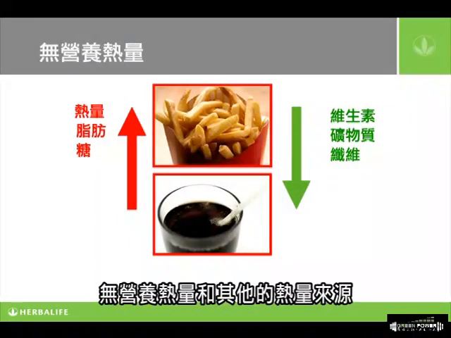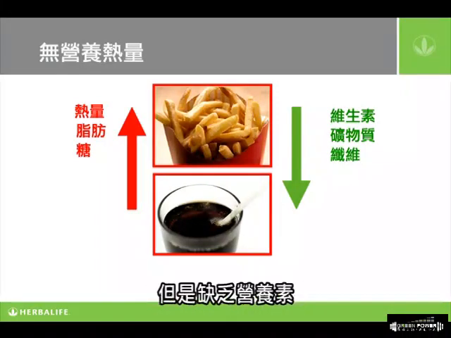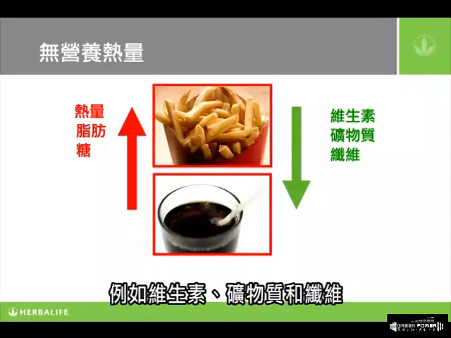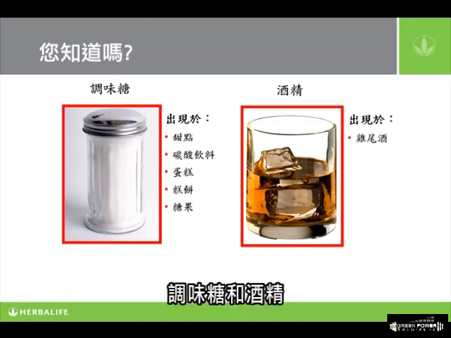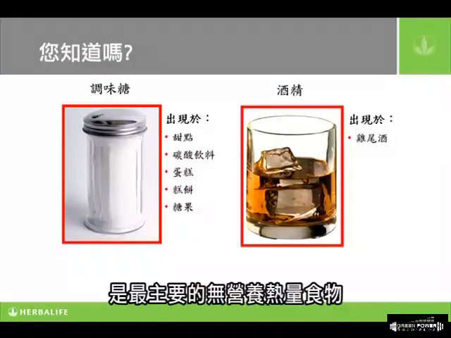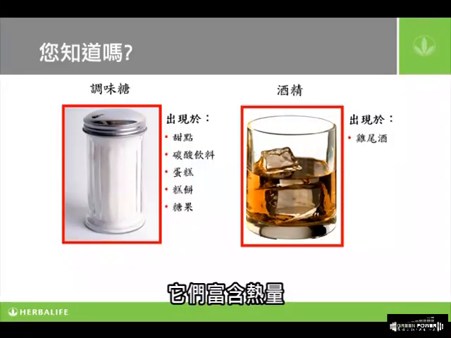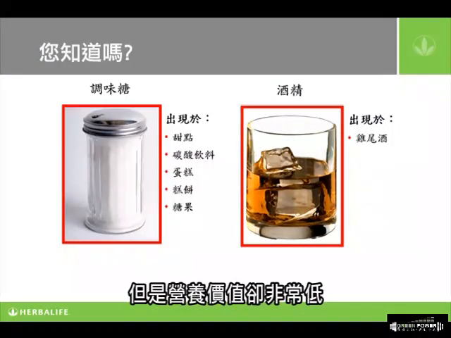An empty calorie has the same energy content as any other calorie, but lacks accompanying nutrients such as vitamins, minerals, and fiber. Table sugar and alcohol are the top empty calorie foods. They are high in calories and have very little nutritional value.